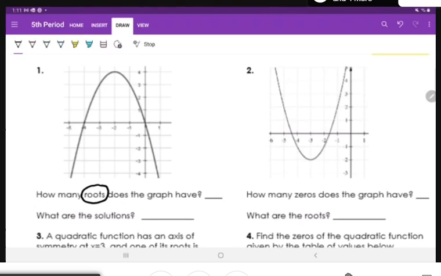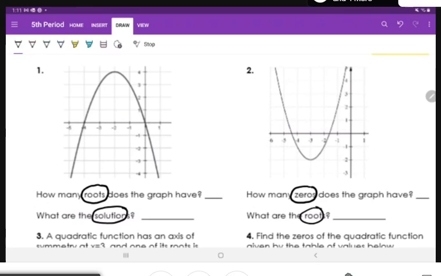Question 1 asked, how many roots does the graph have? Question 2 asked, how many zeros does the graph have? But those mean the same thing. Roots, zeros, solutions, x-intercepts, those are all the same. So it doesn't matter which word we use, we're referring to the same concept. Also, number 1 asked for the solutions. Number 2 asked for the roots. So all of this terminology means the same thing.